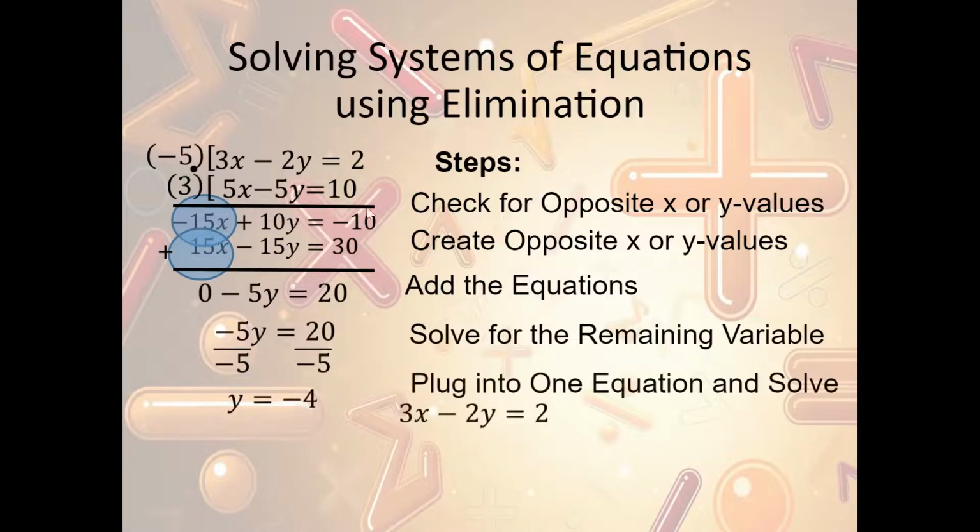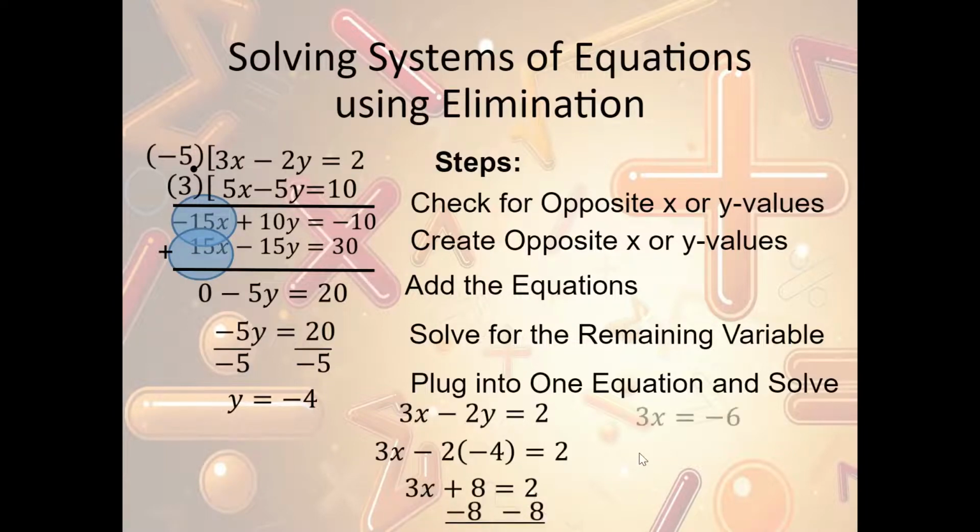So I'll pick 3x minus 2y is equal to 2. I'm going to plug -4 in for y. Then we'll combine these, so we have -2 times -4 is positive 8. So we get 3x plus 8 is equal to 2. Subtract 8 from both sides. And we're left with 3x is equal to 2 minus 8 is -6. Divide both sides by 3, and we get x is equal to -6 divided by 3 is -2.